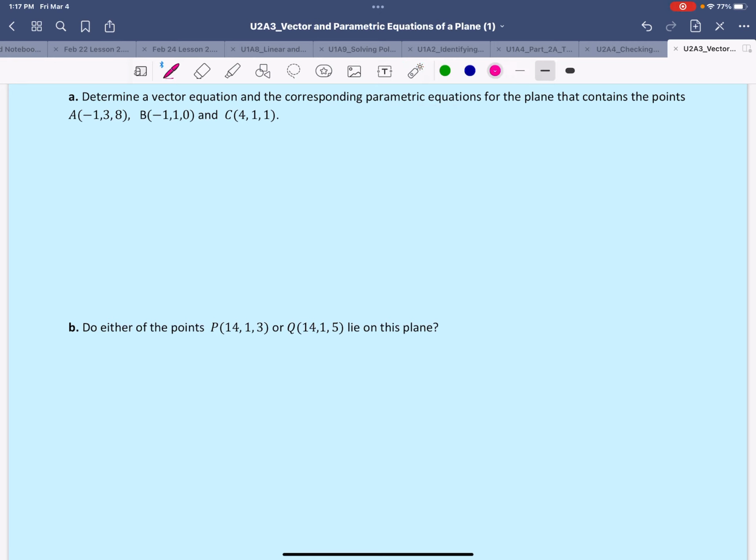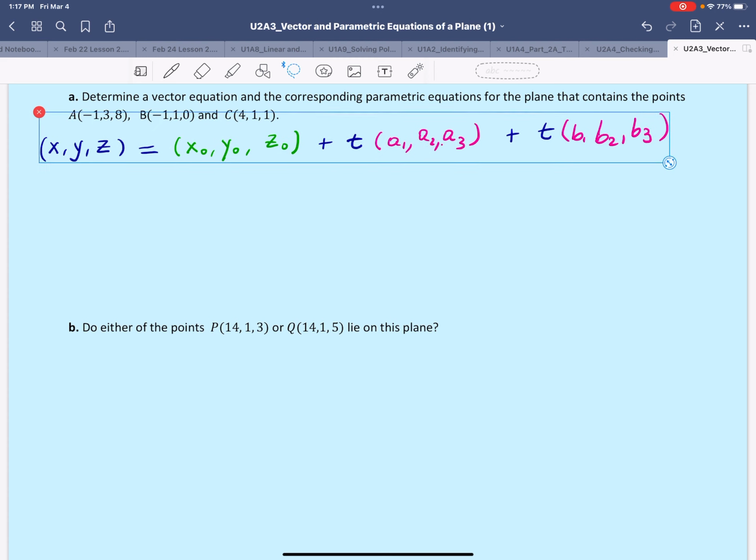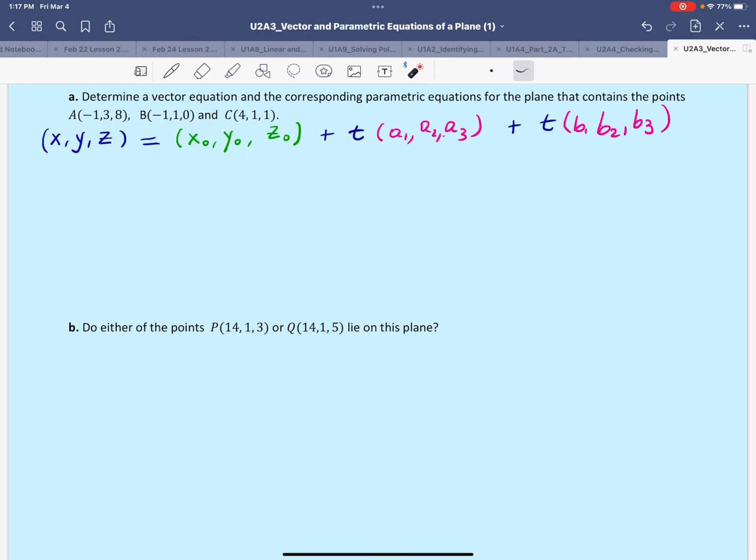In order to find the equation of the plane, I would start off here with the general form of the equation, so I know what I need to input in order to define my plane. Here we have x, y, z, any point on the plane, that won't change. We're going to need a starting point. This can be any of the given points, so it can be A or B or C.